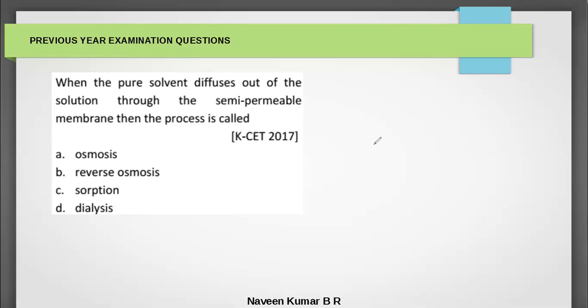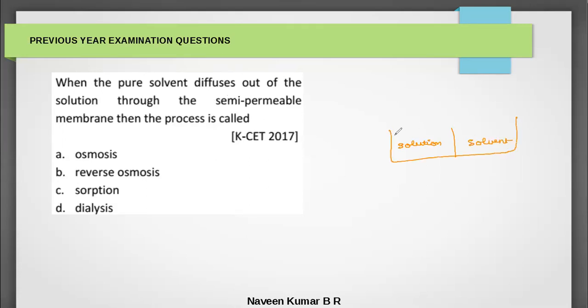The next question from Karnataka CET 2017. Again, a direct conceptual question. If you observe the question, when the pure solvent diffuses out of the solution through the semi-permeable membrane, then the process is called the diffusion of pure solvent. From the solution side, the solution will have more solvent when compared with the other condition, that is, solution separated by solvent.